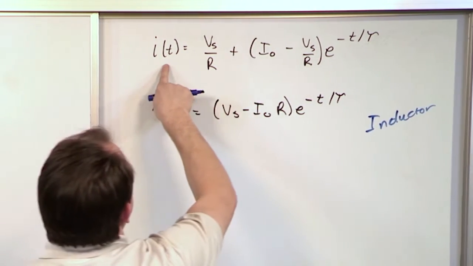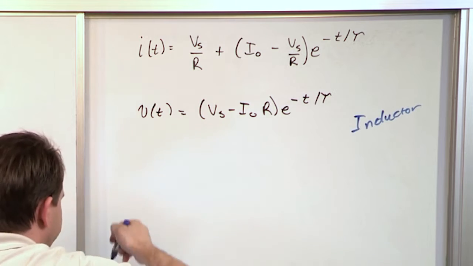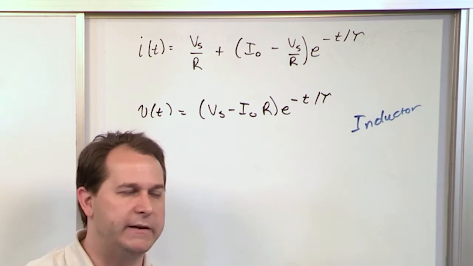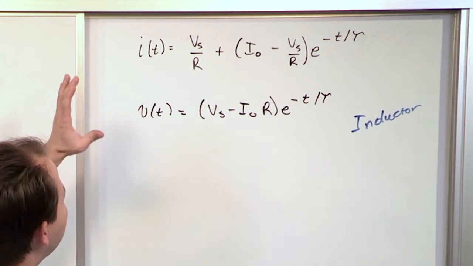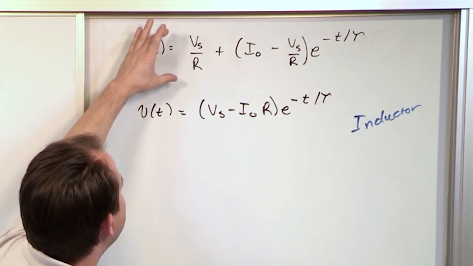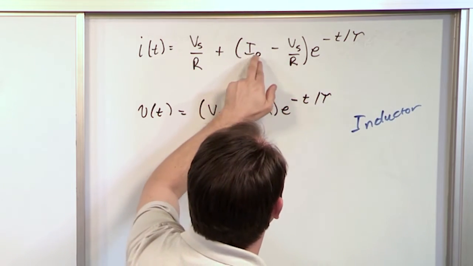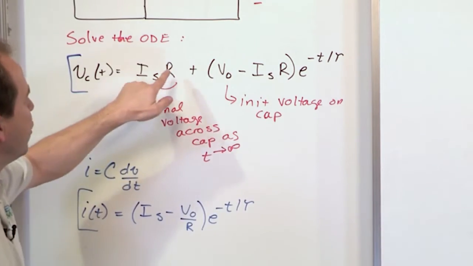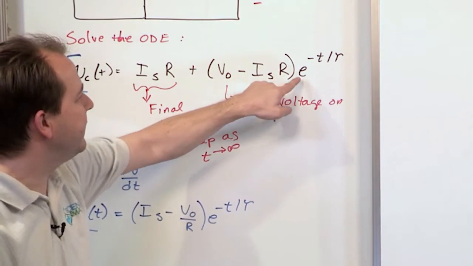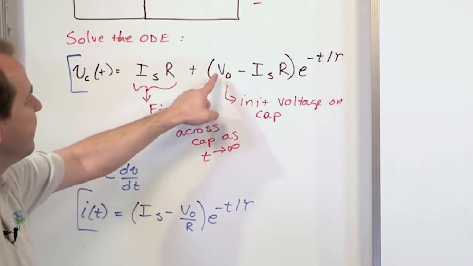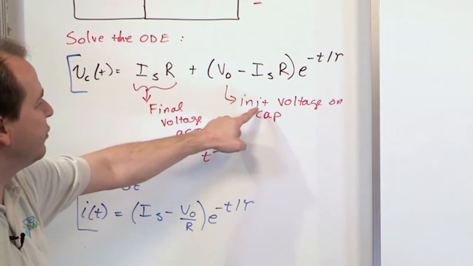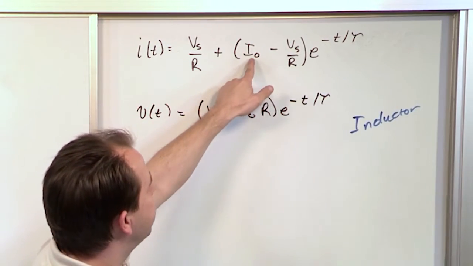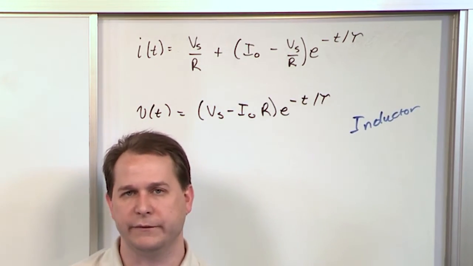In other words, this is the current flow through the inductor, and this is the voltage across the inductor in the same situation. You close a switch, you let the source do its thing, and then you're done. So look at how similar this is. The current flow through the inductor has a term plus parentheses, term minus term, e to the minus t over tau. Here, term plus parentheses, term minus term, e to the minus t over tau. Further notice, the first term inside the parentheses is the initial voltage on the capacitor, in other words, the initial value. Here, the first term in the parentheses is the initial current flowing through the inductor.